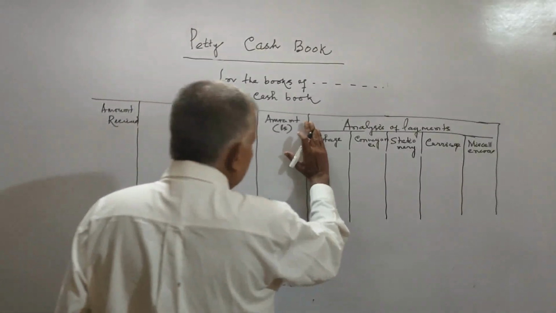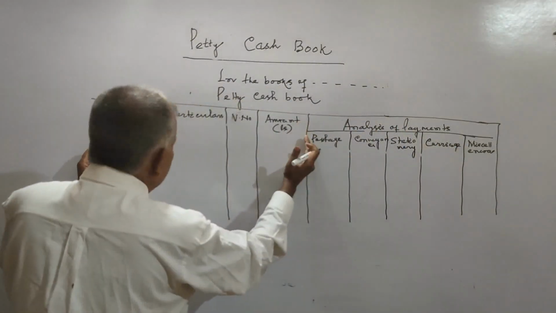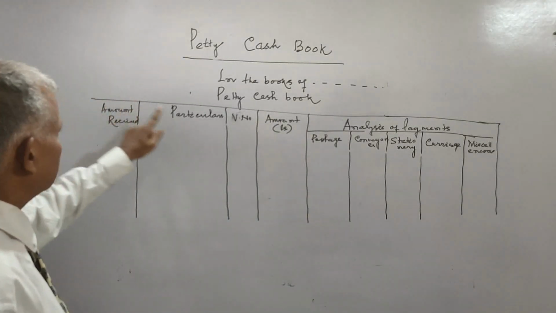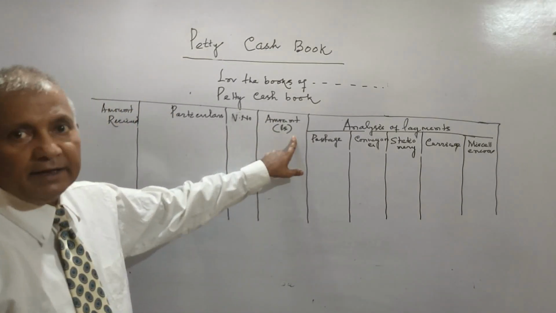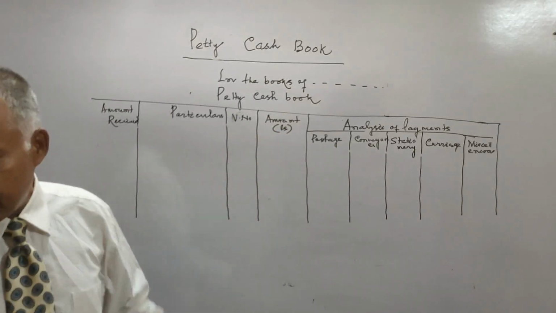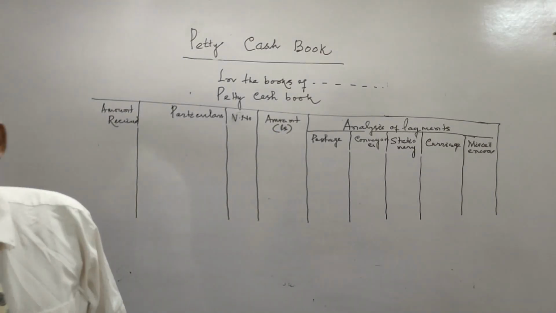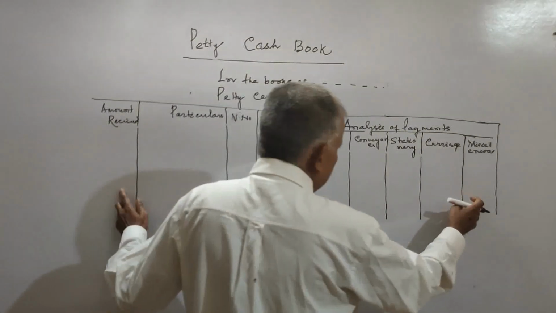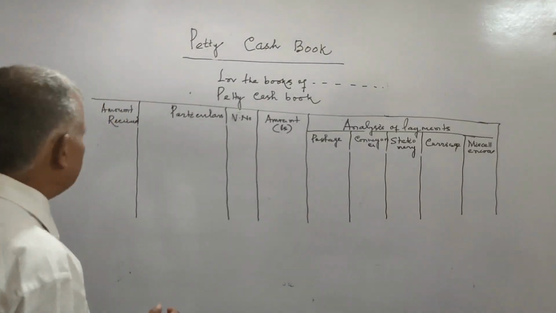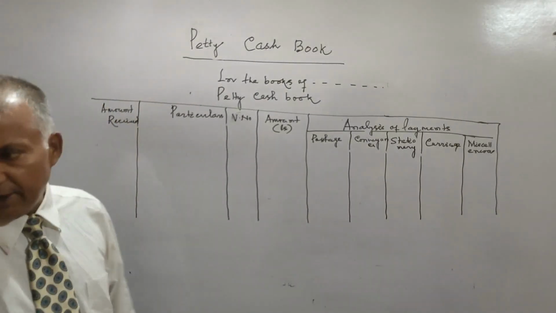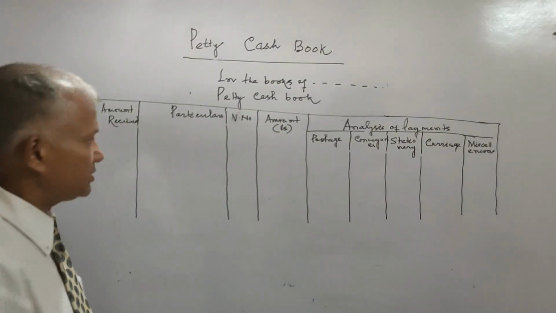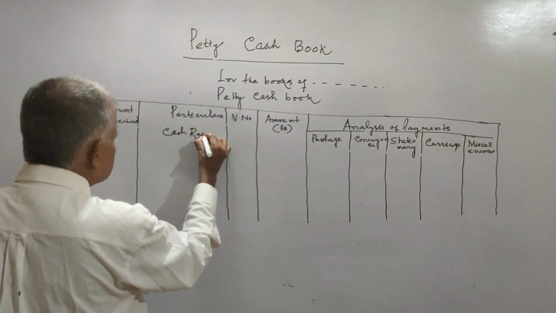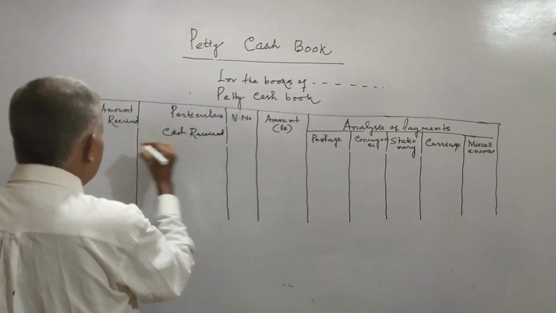If we don't maintain all such items, we will maintain the petty cash book up to this only, from these 4 columns only, then it is a general petty cash book which is not generally followed by the petty cashier. So generally the analytical method is followed, and if the amount received from the main cashier is say rupees 2000, so we will write cash received rupees 2000.